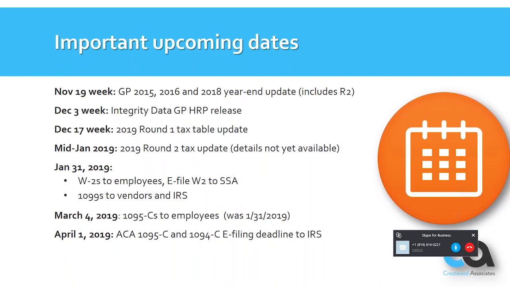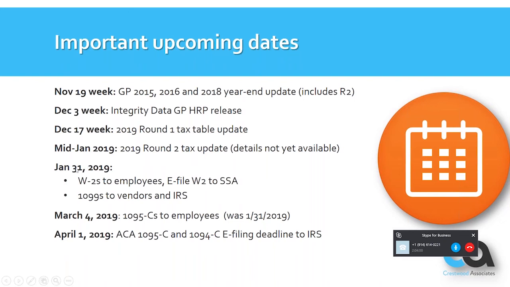We'll go through all the steps, but after you run through your year-end close process, you want to make sure you install your 2019 tax tables before you process 2019 payroll. Round 1 is being released this week, and round 2 is expected to be released in mid-January. We don't have all the details around that yet. But if there are any changes necessary for the 2019 tax calculations, then that round 2 tax update will be released around mid-January.